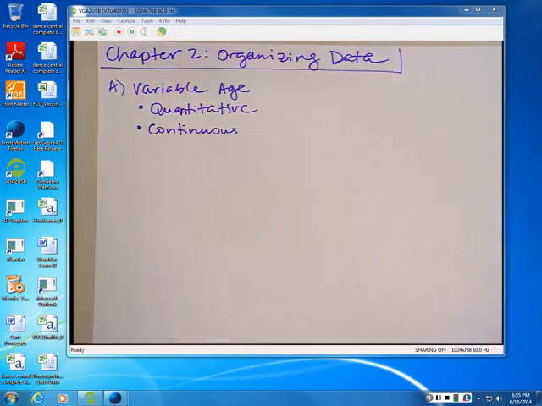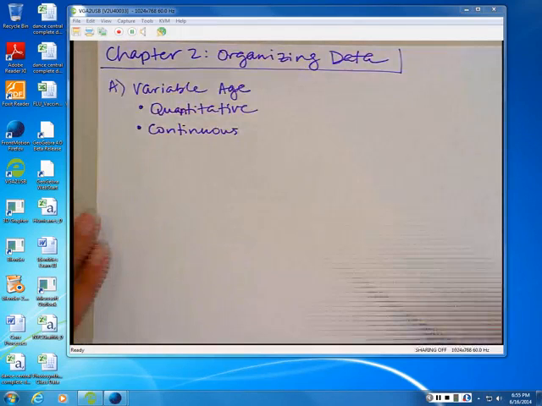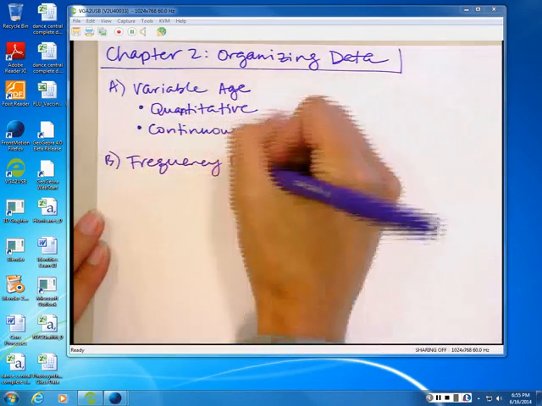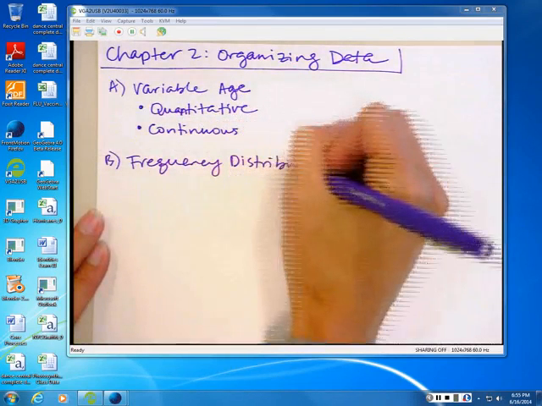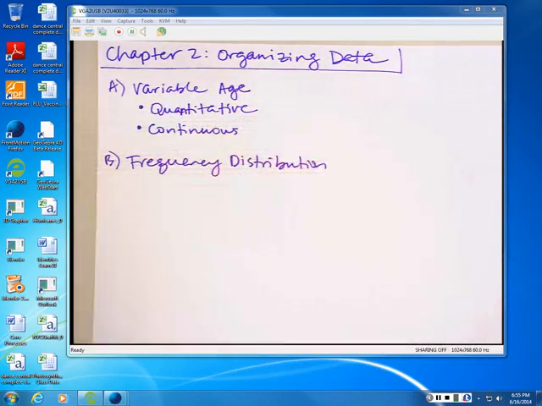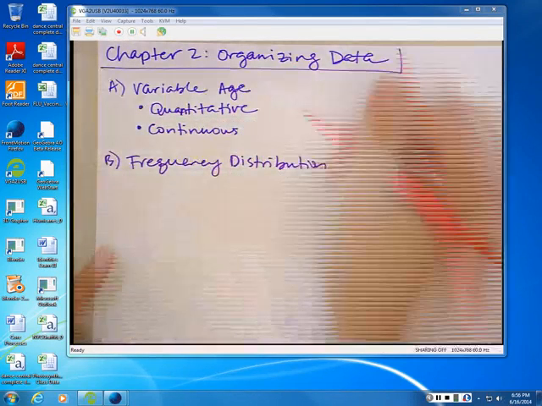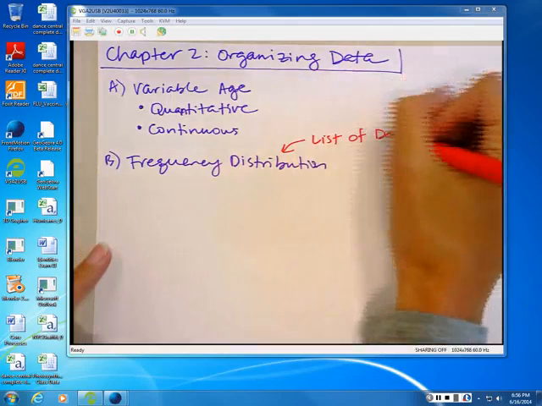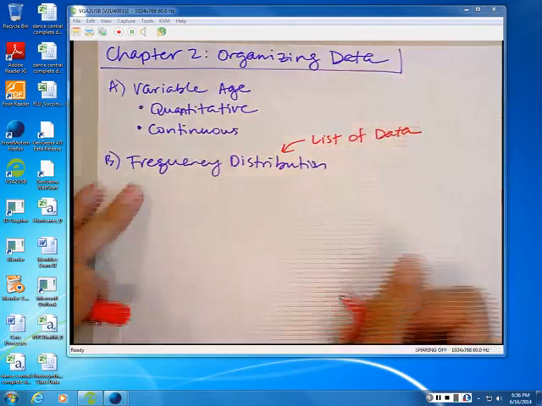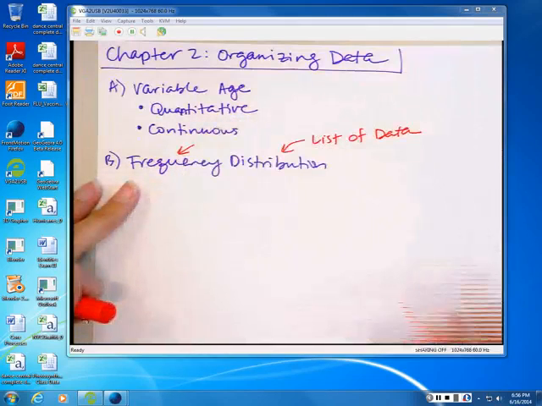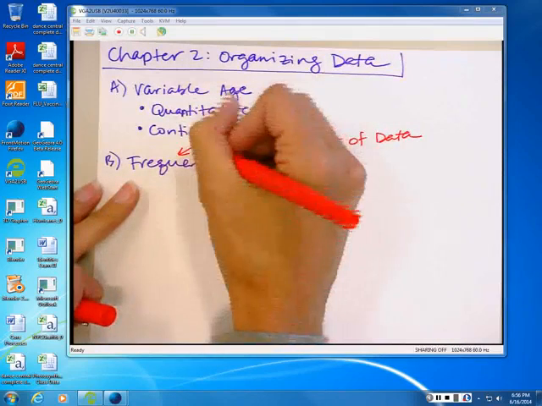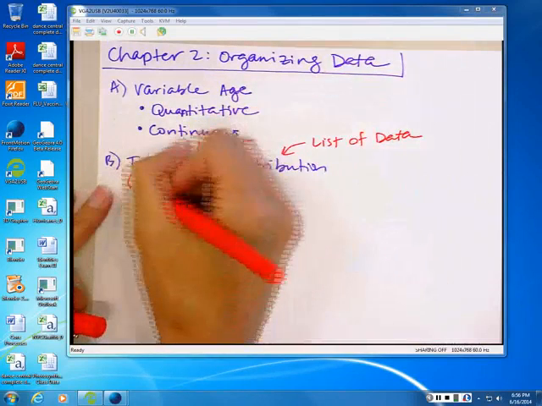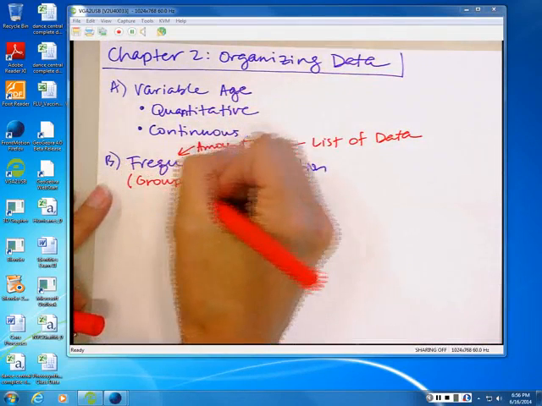We're going to start by putting together a frequency distribution, so B. The frequency distribution has some vocabulary terms in it right off the bat. A distribution, we use this word a lot in statistics, is just a list of data. And frequency is just the amount, or the number of times a certain data value happens. Amount or quantity.